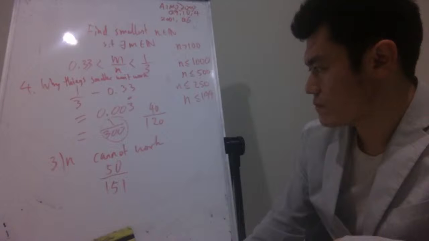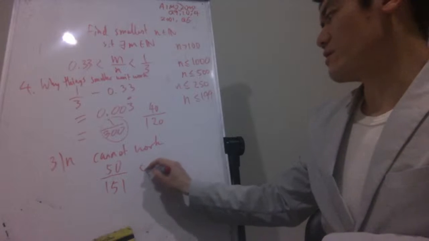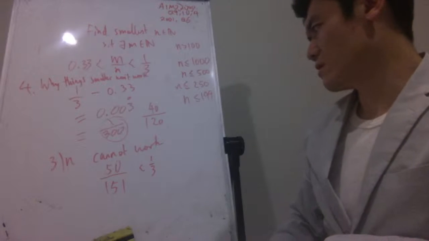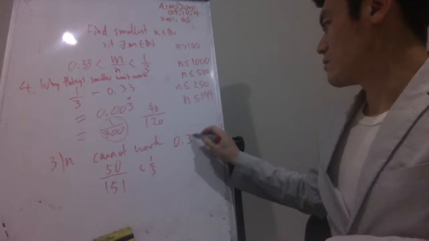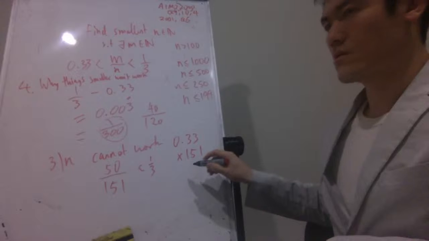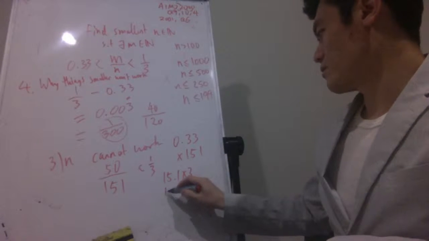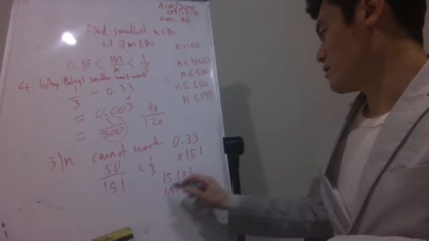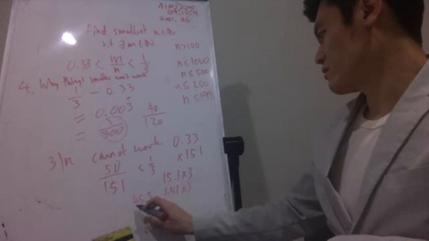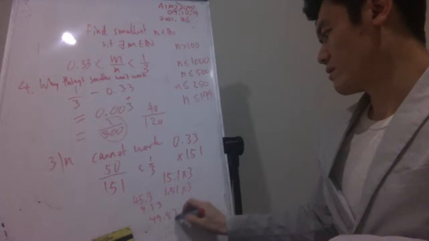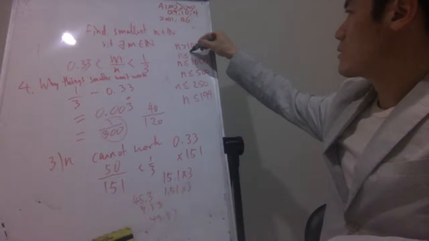Because I guess the question is, what's 1 over 151? Well, it's less than a third, that's obvious. And then, what's 0.33 times 151? So it's 15.1 times 3 plus 1.51 times 3, so that's 45.3 plus 4.53, which is 49.83. So that works. So n is less than or equal to 151.